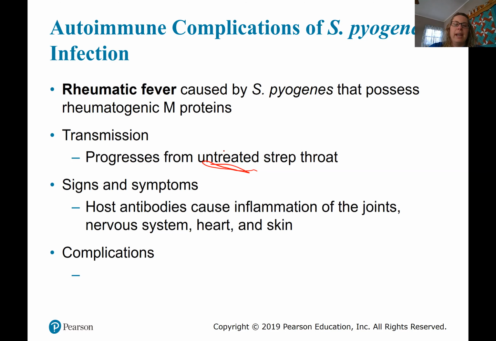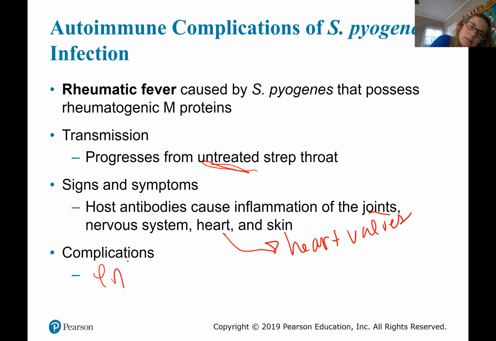Those antibodies from the host can cause inflammation of the joints, the nervous system, the heart valves, and cause endocarditis, which is inflammation of the lining of the heart.